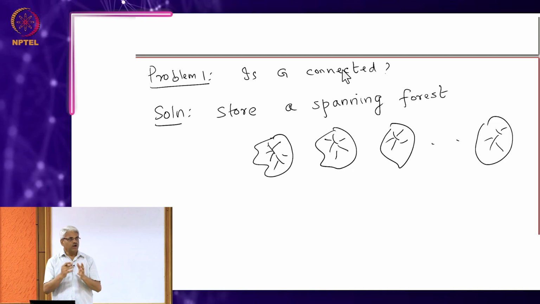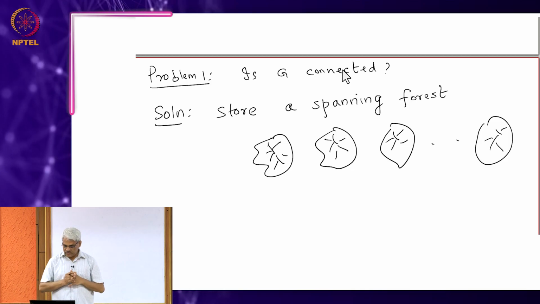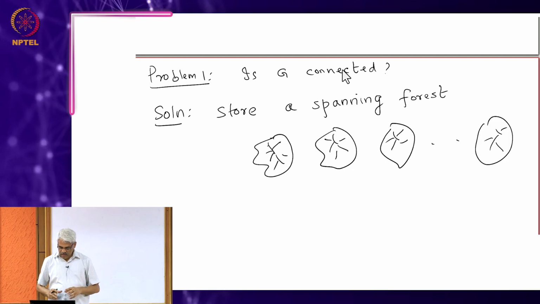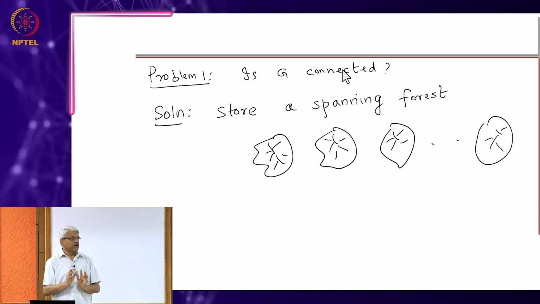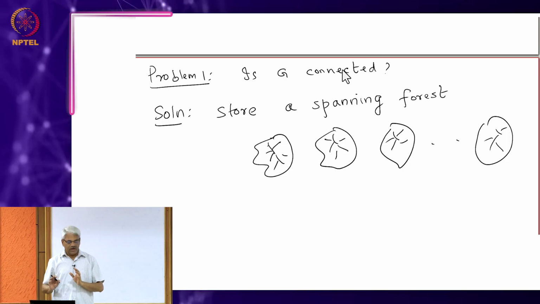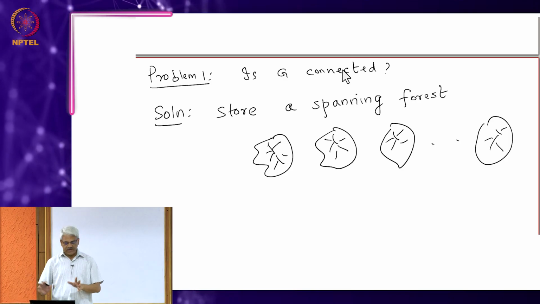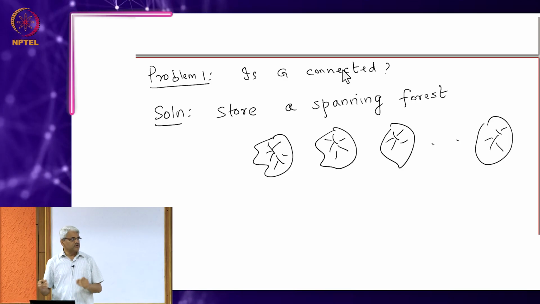Okay. So all I am going to store is essentially sets of vertices in each connected component. That's my data structure, if you like. Okay, that's my data structure or what I'm going to store.